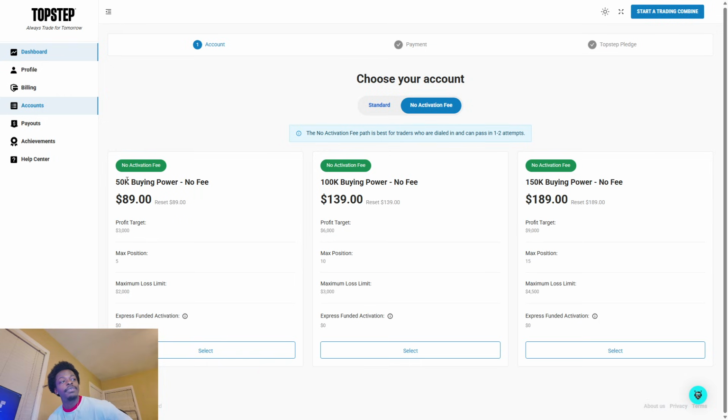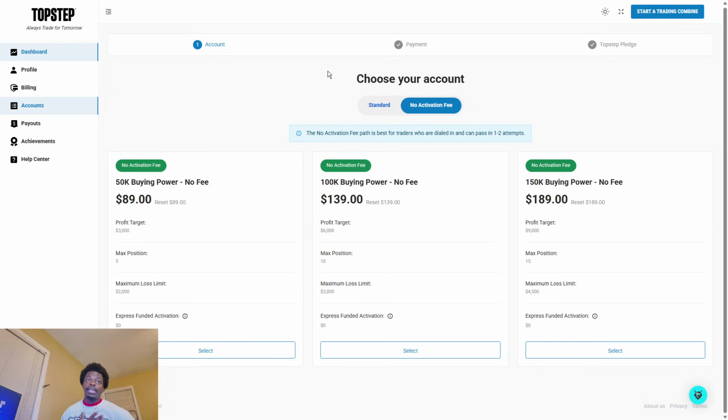So say if I bought this 50K account for $89, I will not have to spend another dollar on this account. I'm not too sure if these are monthly or not. I probably should have checked that. I wasn't thinking about it. Now that I'm actually thinking about it, I'm not sure if it's monthly, but in total for 50K accounts, it's $89. The 100K account is $139, and then the 150K account is $189. Same profit target, same loss limit, same everything else. Just the price is different, and you no longer have to pay an activation fee.